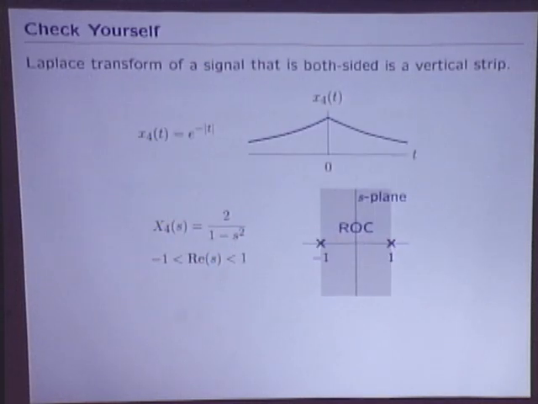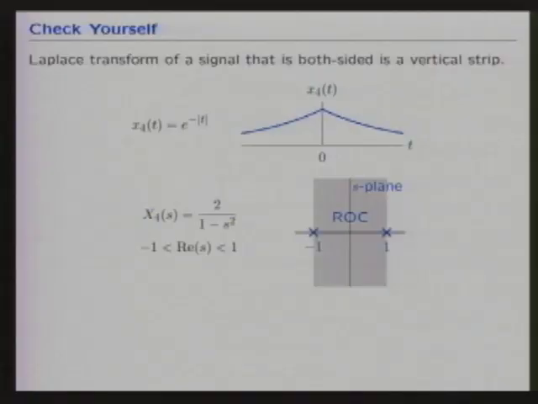Okay? So we get a pole-zero pattern that looks like this. There are 2 poles now. When you add together a part that looks like a pole at -1 and a part that looks like a pole at 1, you get 2 poles. And the region becomes the band in between.